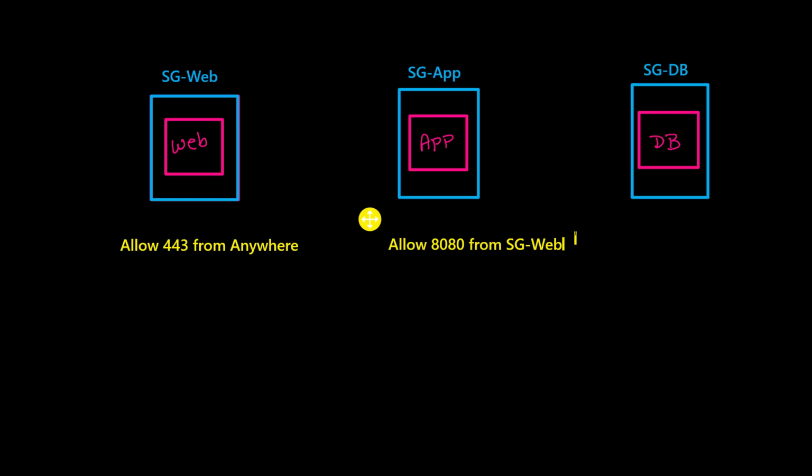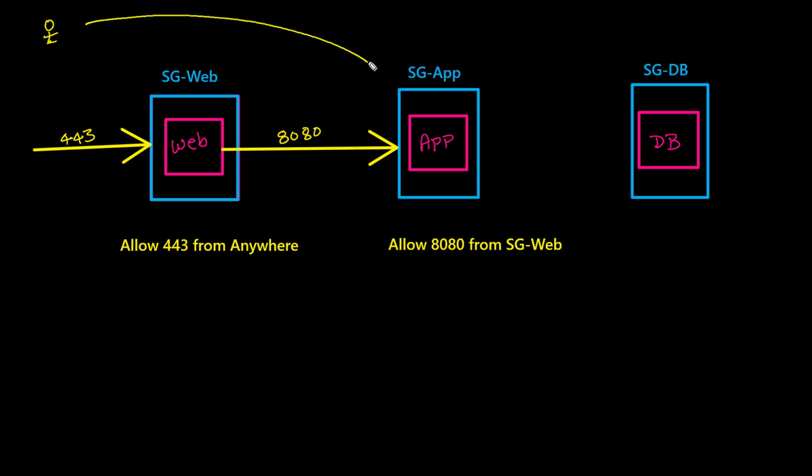What it is saying now is, hey, the first request coming from anywhere, no problem. If it is coming on 443, we would allow it. But if the request comes from the web server, and only on port 8080, I would allow it, otherwise I won't allow it. If somebody externally is trying to directly communicate to this app server on port number 8080, it won't be allowed. So what I did, I referenced the security group of the web server for a rule created in the security group of the app server.